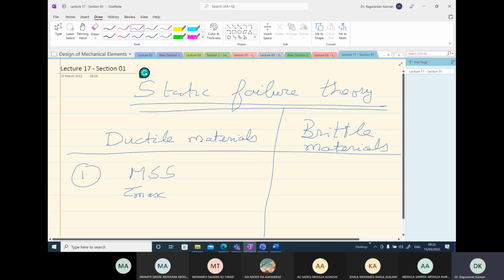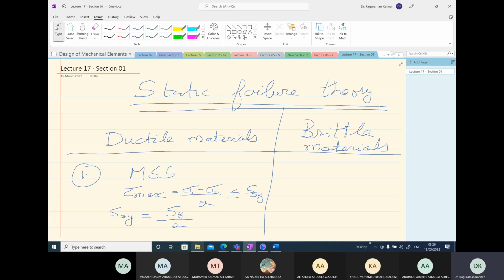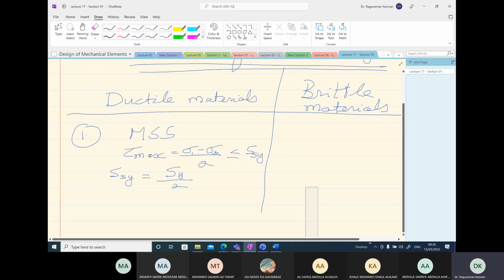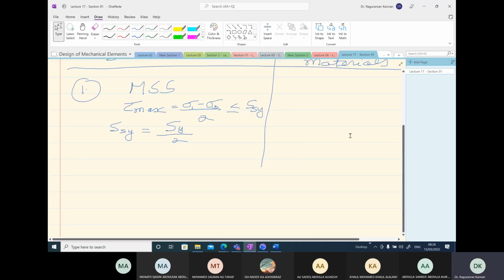Tau max, which is equal to sigma 1 minus sigma 3 over 2, should be less than or equal to SSY, shear yield strength. What is SSY? In the case of most of the materials with equal properties in tension and compression, it is the yield strength in tension from the tensile test over 2. Okay, so this is the maximum shear stress theory. Sigma 1 and sigma 3 are the maximum principal stress and the minimum principal stress in 3D. Okay. Any other theory we went through?